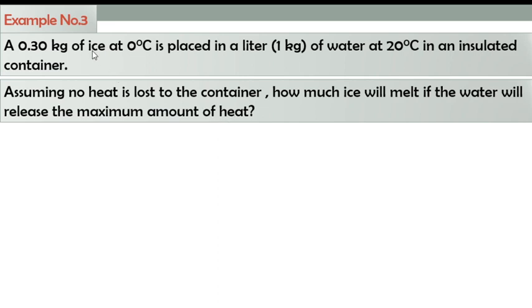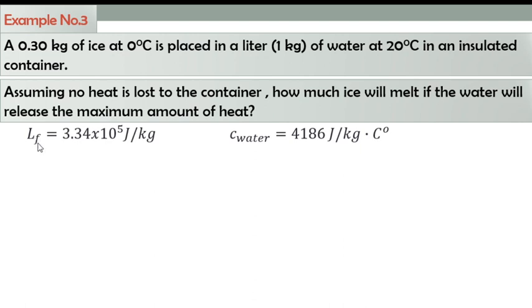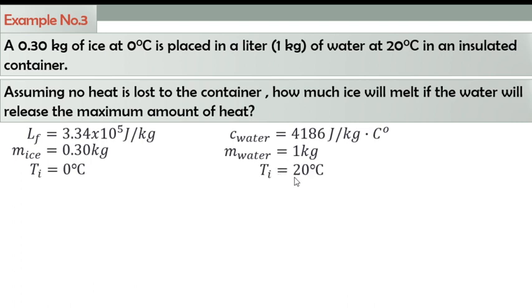Since we have here ice that is placed in water, therefore the ice will melt, and we need the latent heat of fusion, and also we need the specific heat capacity of water. We're also given the mass of ice as 0.3 kilogram and its initial temperature at 0 degrees Celsius. And we are given also 1 liter of water, which is also equal to 1 kilogram of water in its mass, and the initial temperature of water is 20 degrees Celsius.